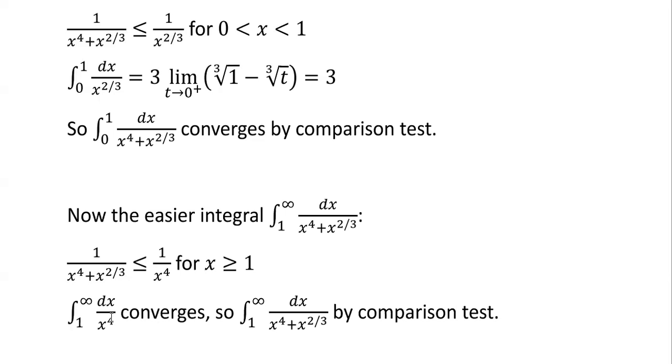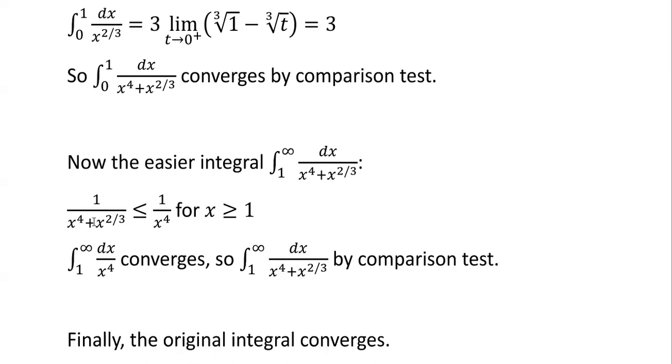For this pattern, x to some power, that power needs to be greater than 1 for it to converge. So our guy converges as well by comparison test once again. Since this guy converges, our guy's even smaller, so our guy's going to converge as well. So therefore, the original integral converges. The two individual pieces converged.